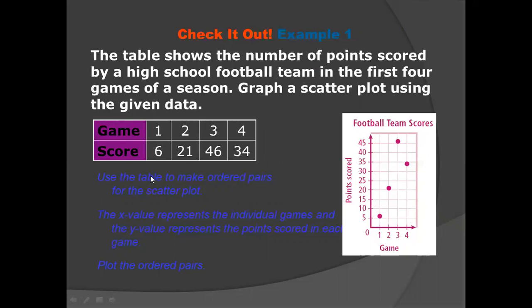First ordered pair, 1 and 6, and put a point. Second ordered pair, 2 and 21. Third ordered pair, 3 and 46. 4 and 34. Okay, so easy.